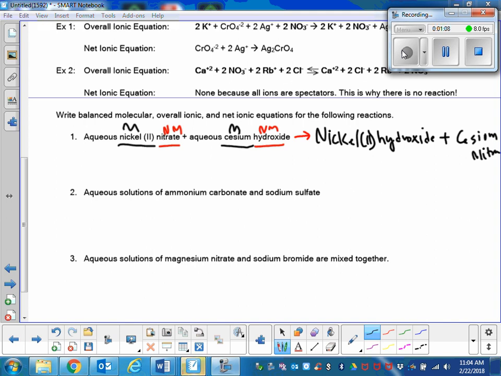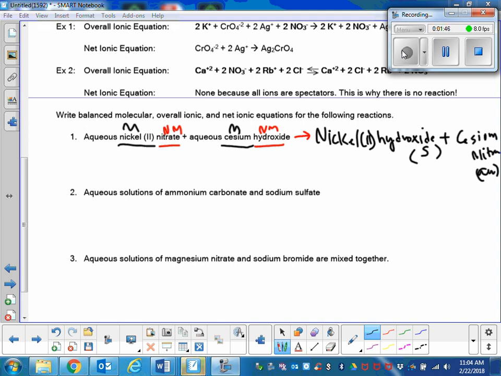Now, you have to know the state symbols for these compounds. Can somebody tell me what the state symbol for nickel 2 hydroxide is? You know how to use your solubility chart and figure it out? Solid. It's a solid? Are you able to conclude that? What about cesium nitrate? Is cesium nitrate aqueous? Alright. So we've done this before, and we'll see what writing a net ionic equation is.